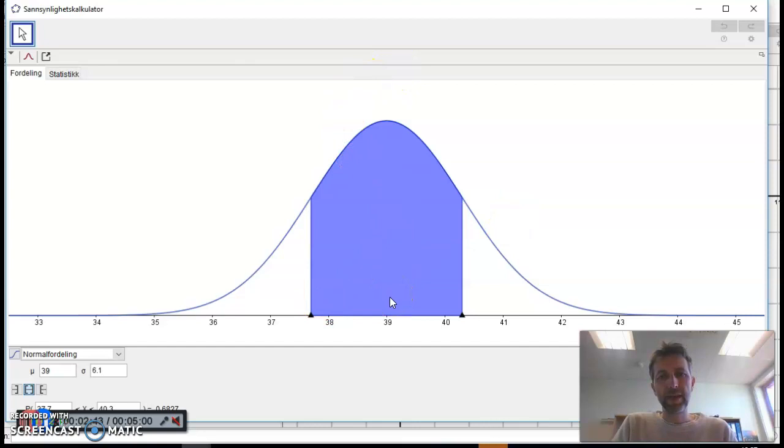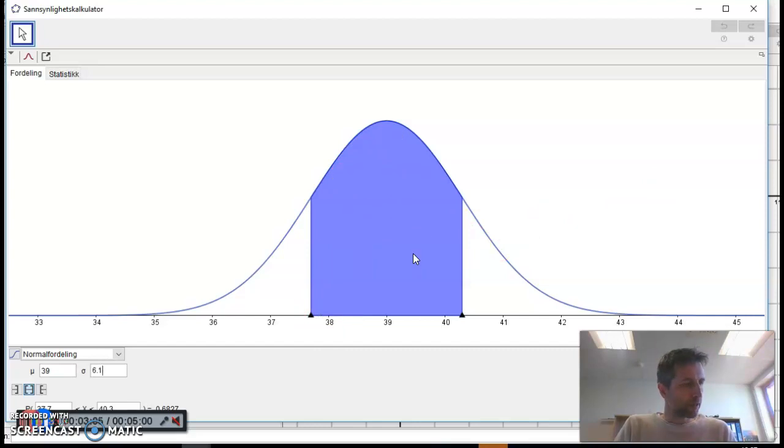So for a normal distribution, the curve is always symmetrically aligned around the mean. And you can see the mean here, 39 centimeters. And most of the data is clustered around the mean.